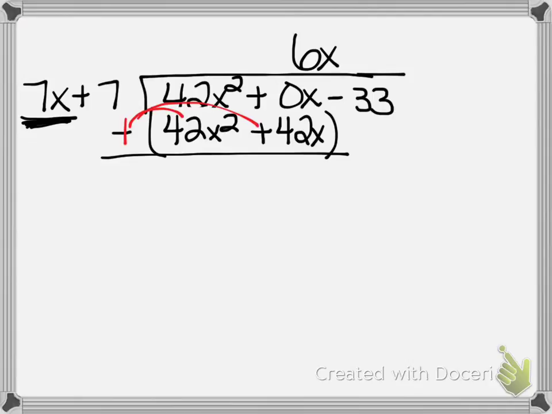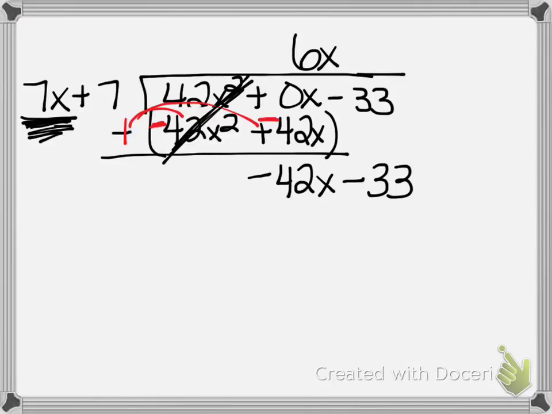So I'm going to distribute my negative to both. So that now becomes a positive. This is a negative, and that's a negative. Okay? So 42x squared plus negative 42x squared eliminates. 0x plus negative 42x is negative 42x, and I'm going to bring down my minus 33. So now I have to ask myself, what times 7x gets me negative 42x? And in that case, that's going to be a negative 6.